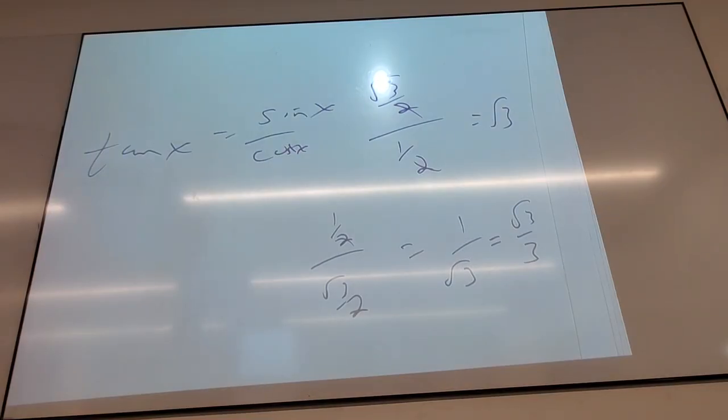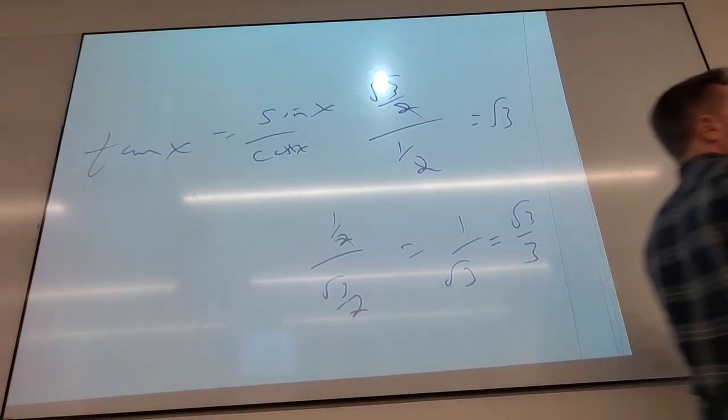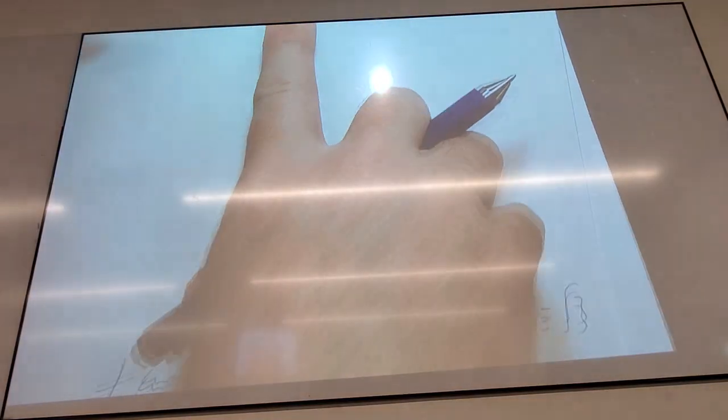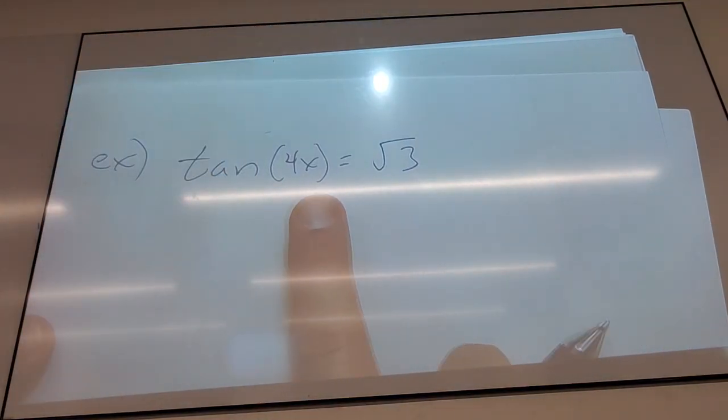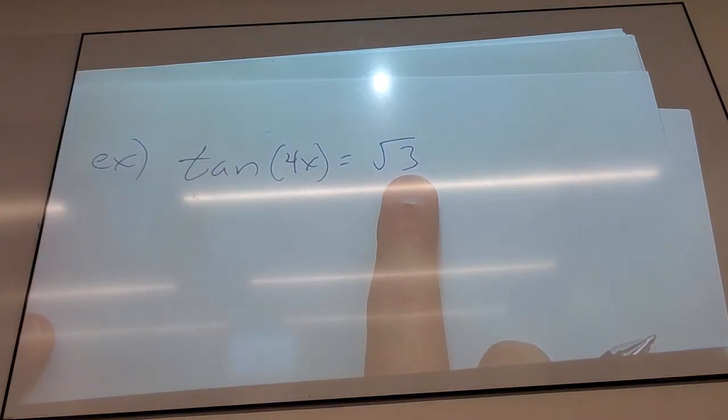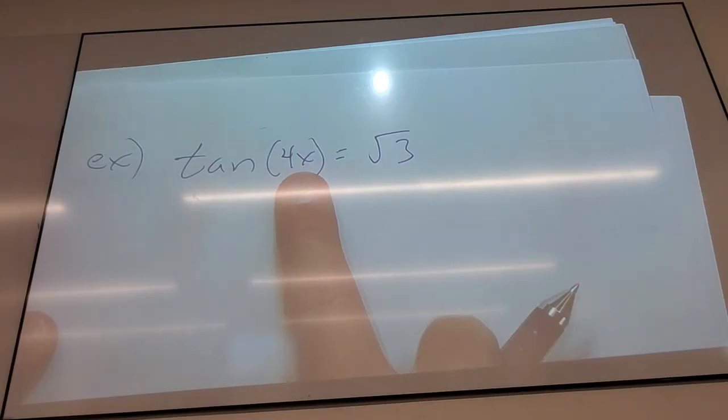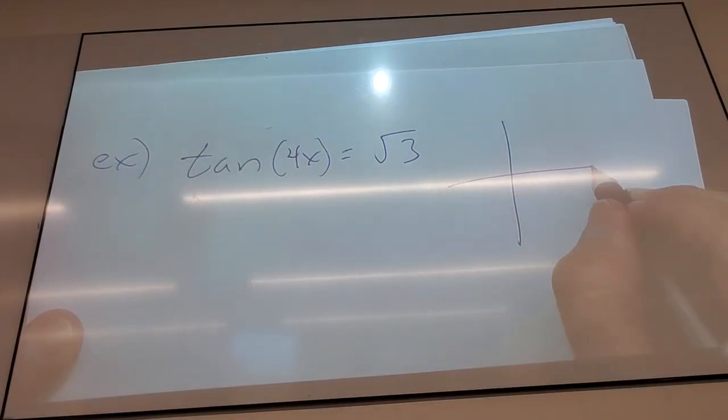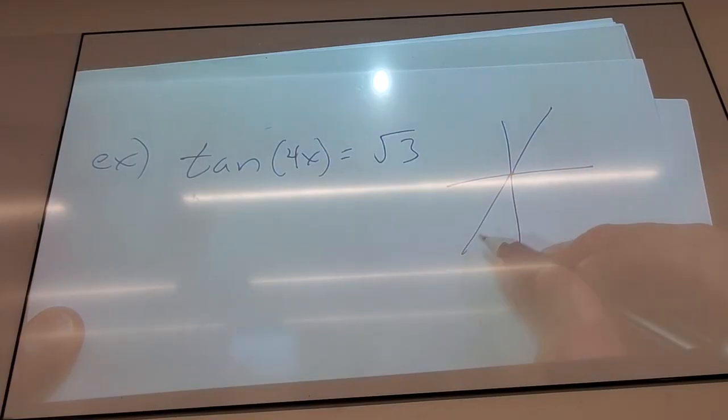Some of you are just shaking your head at me, hoping I'll keep going. Okay. So up here, tangent of an angle is rad 3. So what could the angle be? 60. What quadrants am I in? 1 and 3.